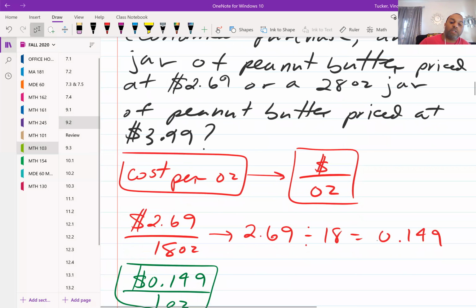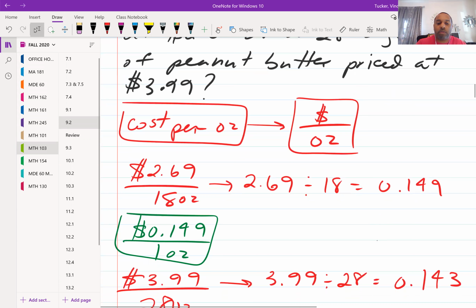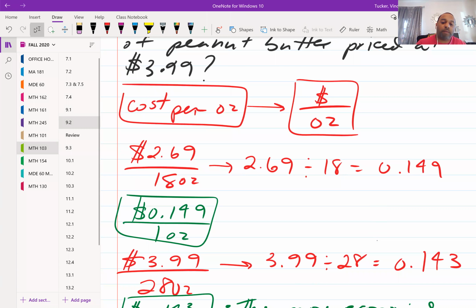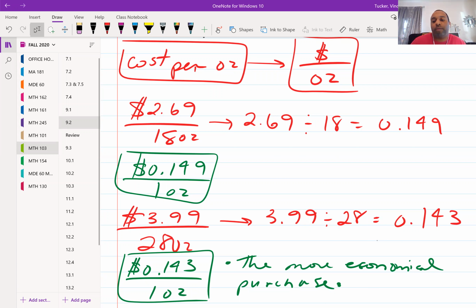All right. So that's 0.149 cent per ounce that you'll be paying for the first one. All right. Next one, $3.99 divided by 28 will give you 0.143 per ounce. So that's going to be the more economical purchase. You're paying less per ounce, even though it's a little bit, but paying less per ounce for the $4 purchase.